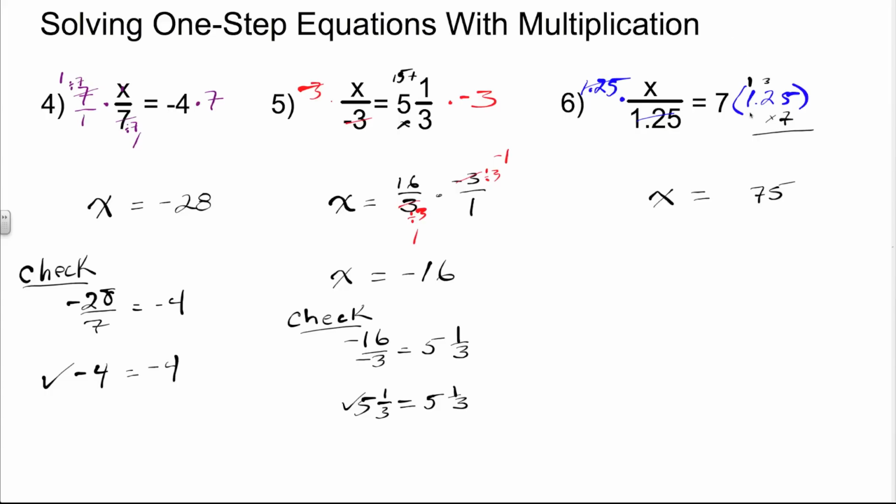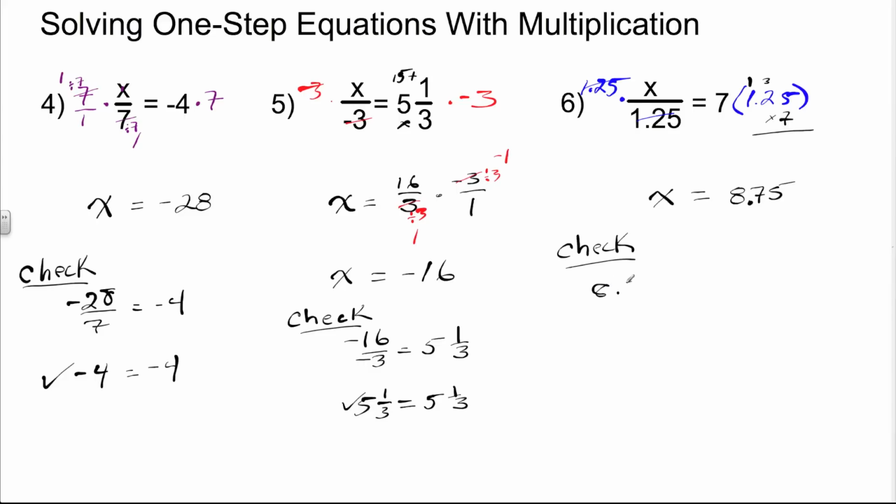7 times 1 is 7, plus 1 is 8, and I'm going to have to move the decimal 2 times, starting at the right, once, twice, to get a final answer of x is equal to 8.75. Once again, we can check our work by substituting 8.75 into the original equation.